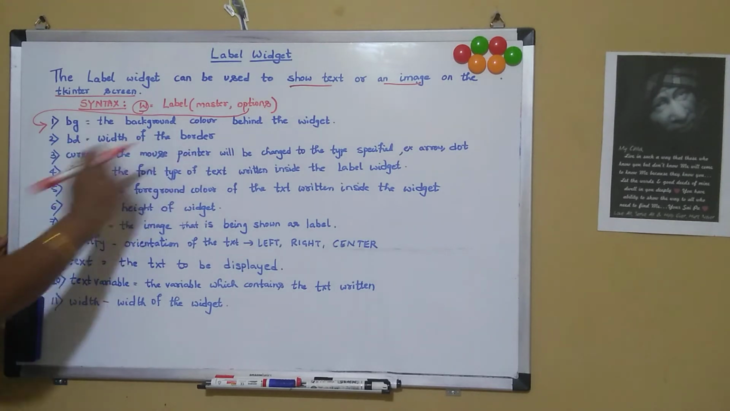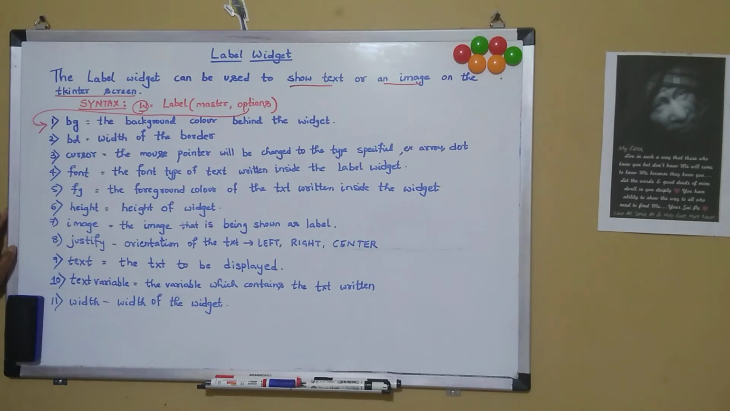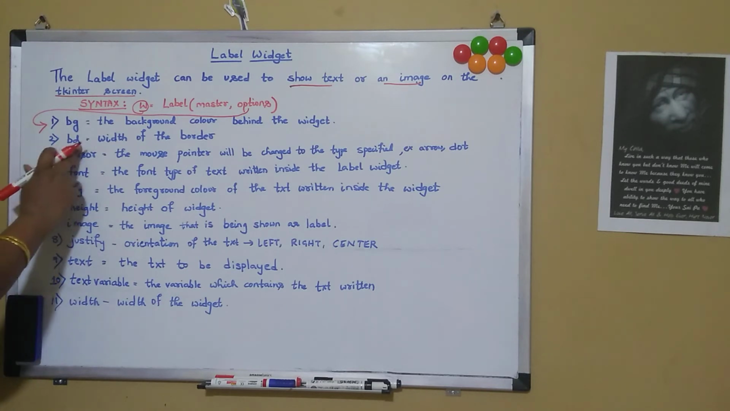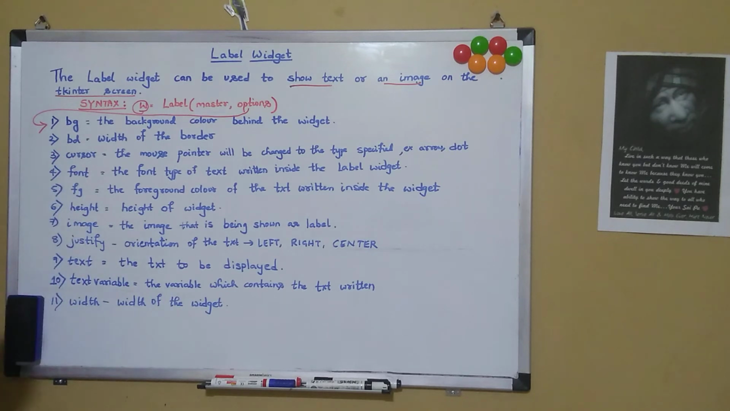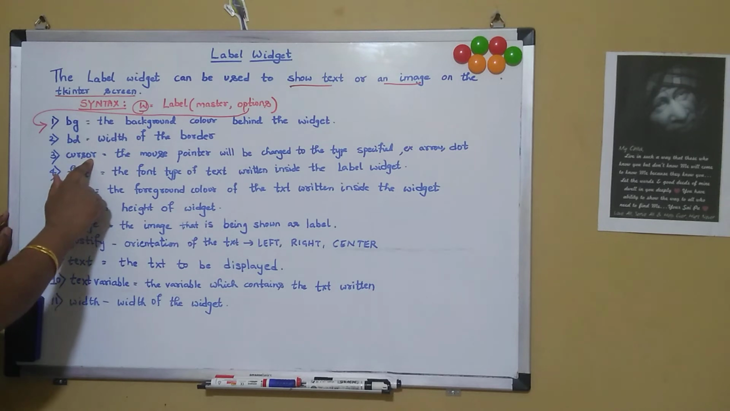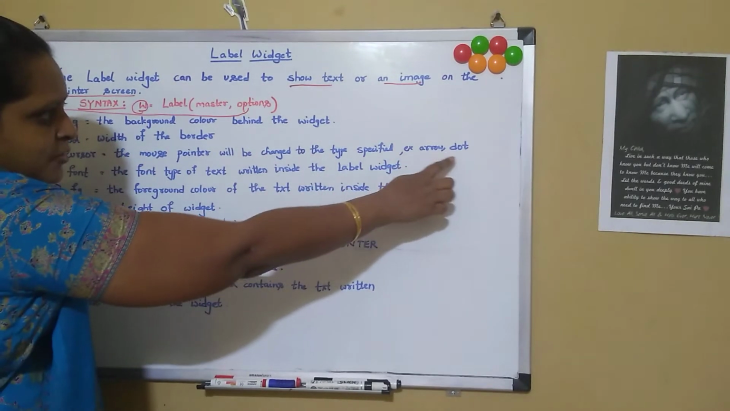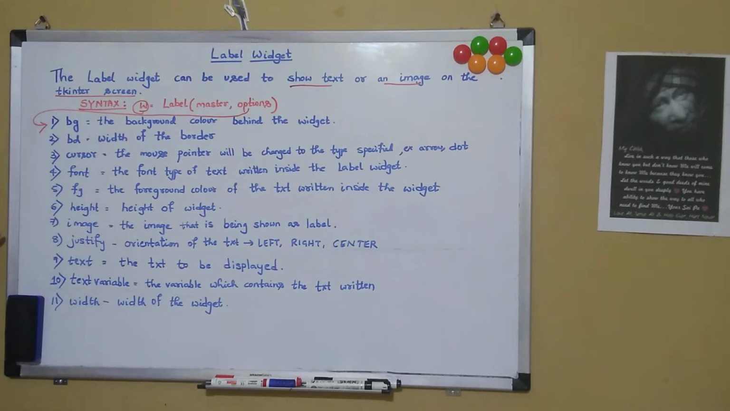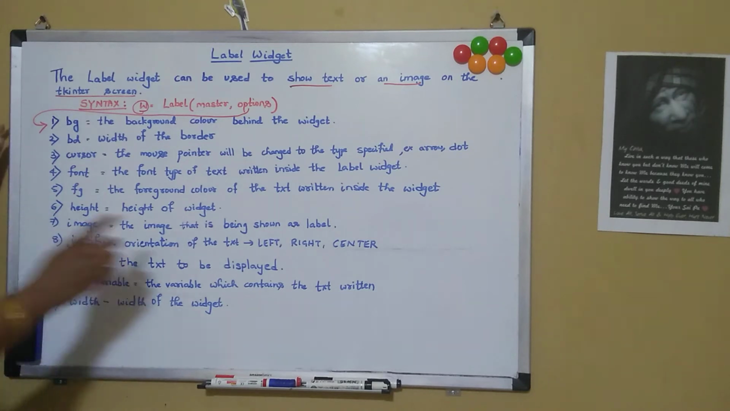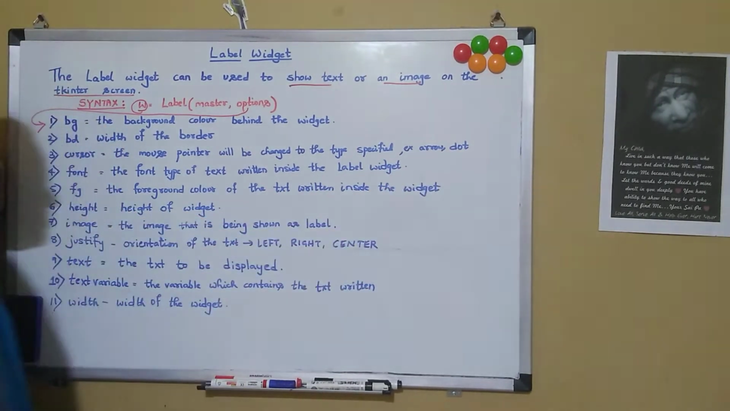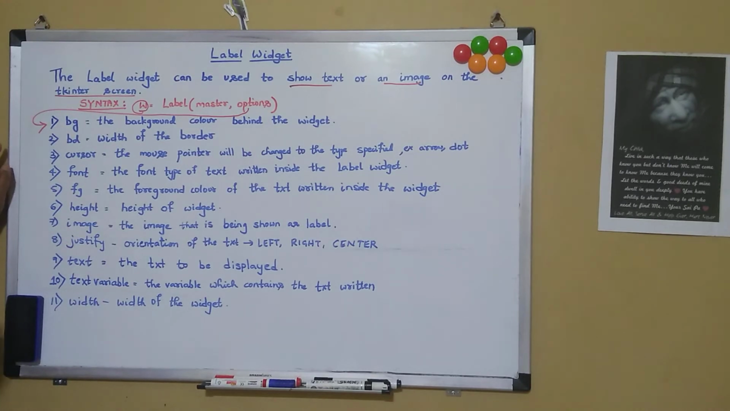BD, that is the width of the border. We can give it as 1, 2, 3. If we want a higher width, we can give it as 10, 20. So BD represents the width of the border. The third one is cursor. Suppose we place the label widget on the Tkinter screen, and when we hover over the label widget, we can specify the cursor type, whether it should be an arrow or dot. When it hovers over the label widget, the cursor will be changed into an arrow symbol or a dot symbol, whichever we have specified in the option.